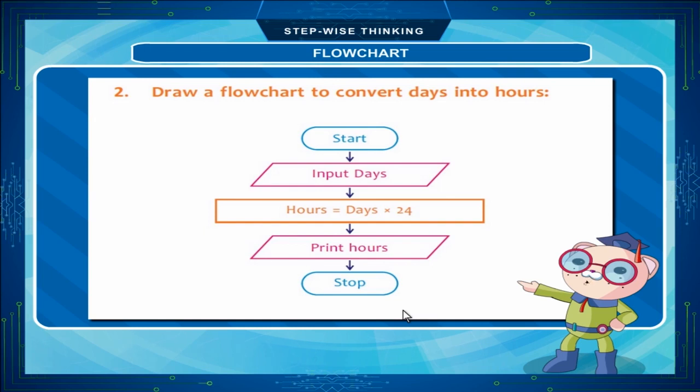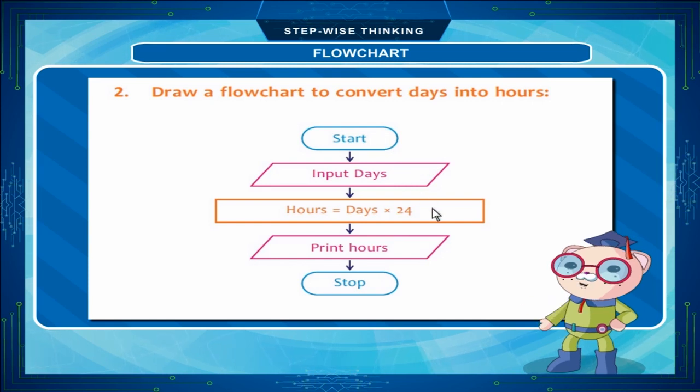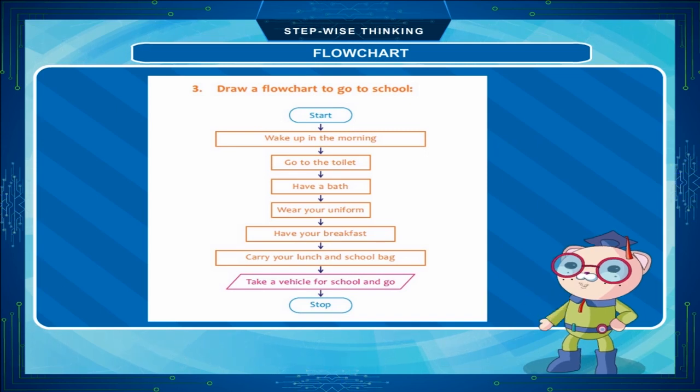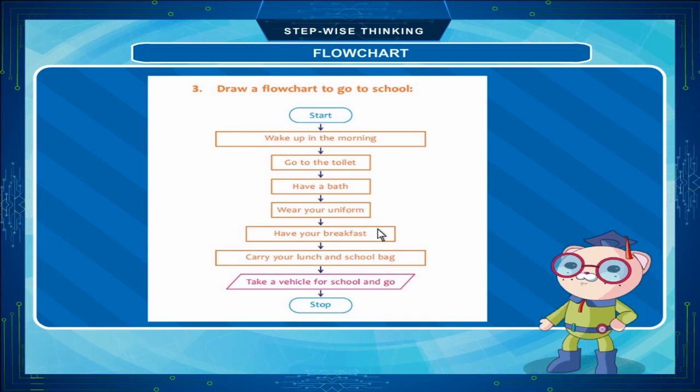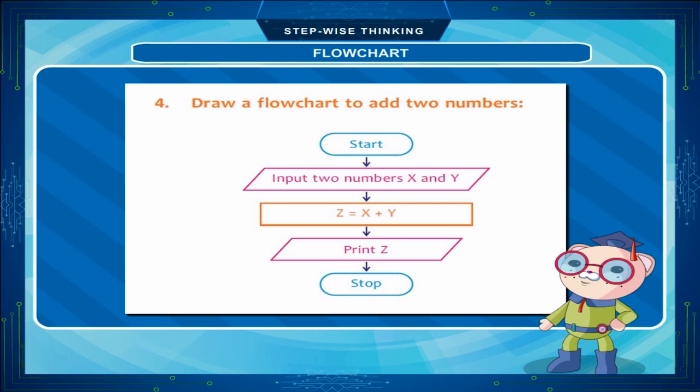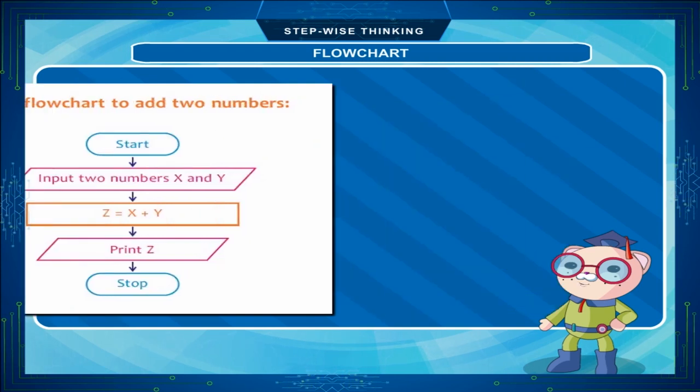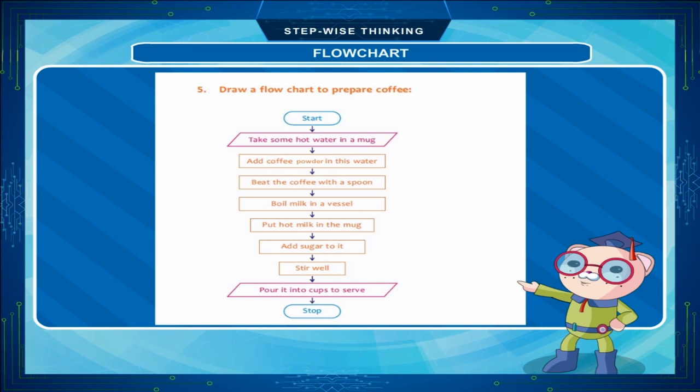Second, draw a flowchart to convert days into hours. Start. Input days. Hours is equal to days into 24. Print hours. Stop. 3. Draw a flowchart to go to school. Start. Wake up in the morning. Go to the toilet. Have a bath. Wear your uniform. Have your breakfast. Carry your lunch and school bag. Take a vehicle for school and go. Stop. 4. Draw a flowchart to add two numbers. Start. Input two numbers x and y. Z is equal to x plus y. Print Z. Stop.